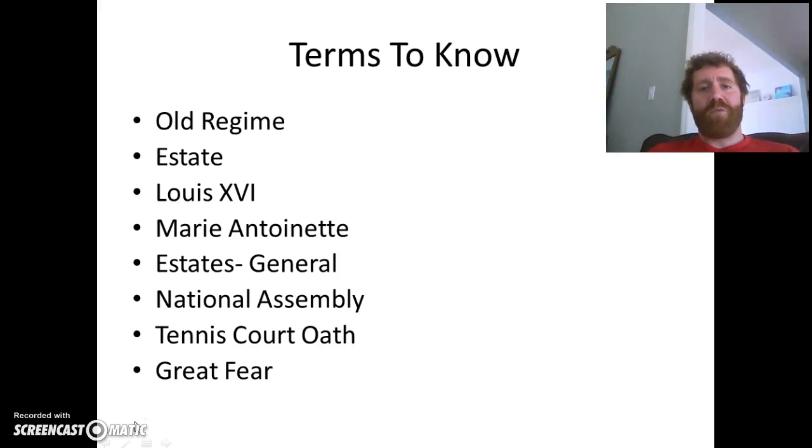The Estates General: what was it, and what actions did it take in the early stages of revolution? The National Assembly and the Tennis Court Oath. Who made up the National Assembly? What was the Tennis Court Oath, and what role did it play in these early stages of revolution?